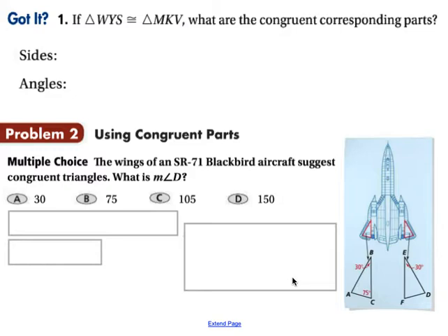So here's a chance for you to go ahead and try what we just did in the last problem. See if you can write, if we have a triangle WYS that's congruent to MKV, what are the congruent corresponding parts? Go ahead and write out the sides and the angles, and I'll give you the answer when you come back.